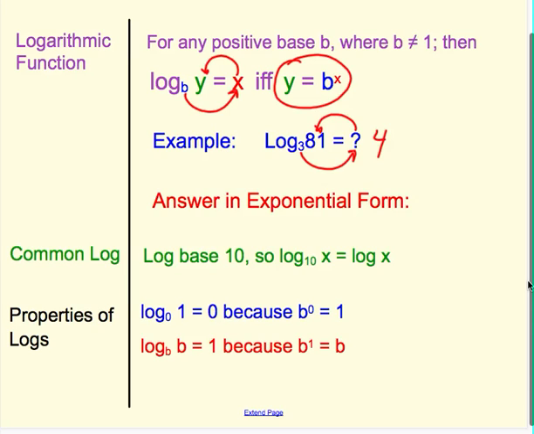And finally, we've got a couple properties of logs. We'll see quite a few more in our next lesson, but some of the basic ones: log base b of 1 is 0, because, thinking about our curly law, b to the 0 power is 1. And our second one, log base b of b equals 1 because b to the 1st power equals b.